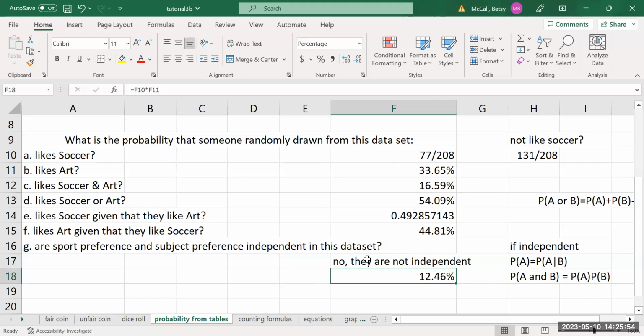Again, if they had been independent in this one calculation, we would have more things to check. But once we're clear that there's at least one case where they're not independent, then we can say generally that they're not independent.